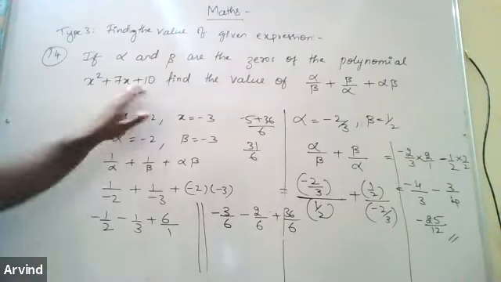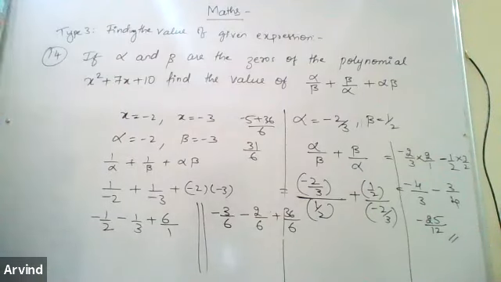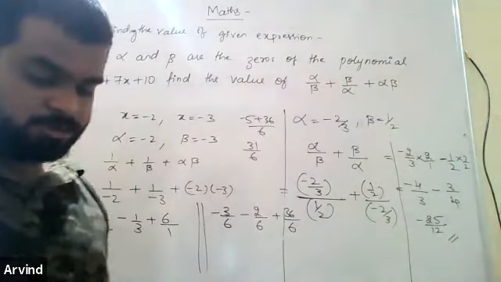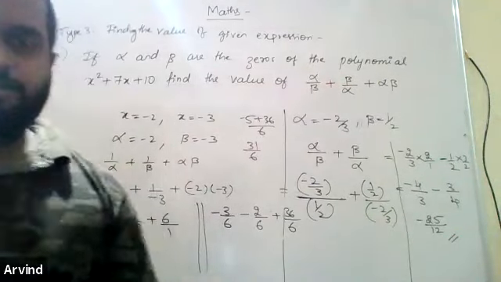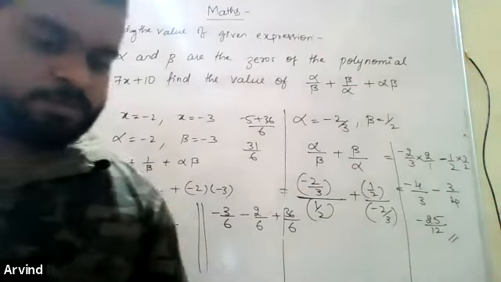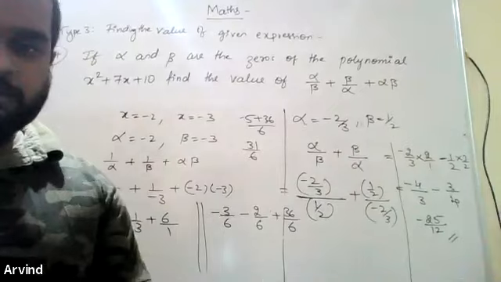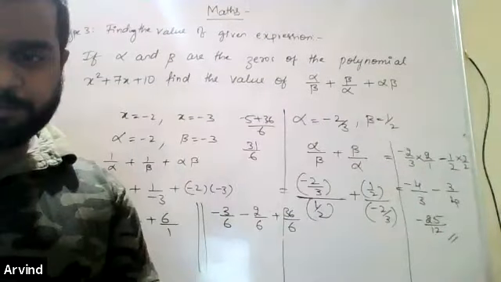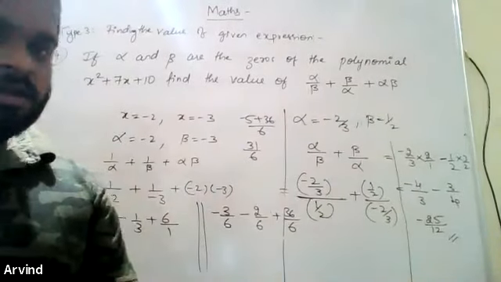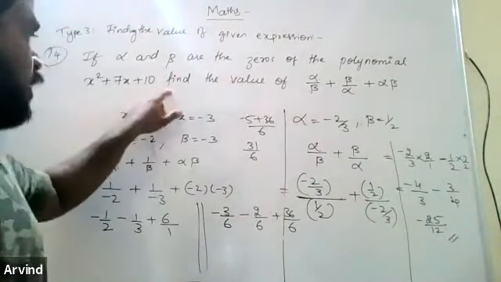Same thing. Factorize, you get two x values. One you have to take as alpha, another one you have to take as beta. Substitute here, you will get the answer. Try it out. Solve this problem. Okay. Finish this 14th one.